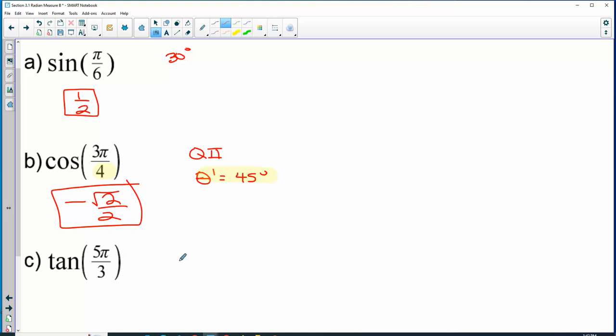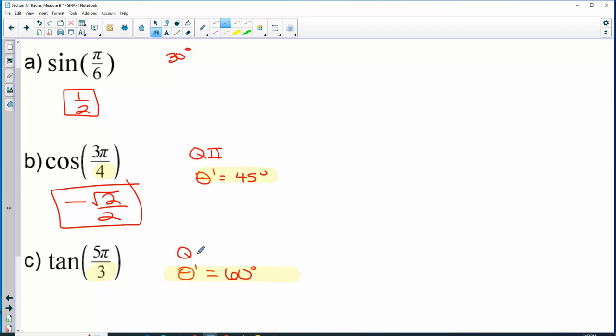Right. Tangent of 5 pi over 3. Quadrant and reference angle. What's the reference angle? 60 degrees. If it's over 3, it's always 60 degrees. Okay, in the first quadrant, the numerator is just pi. In the second quadrant, it's 1 less. Third quadrant, 1 more. Fourth quadrant, double minus 1.